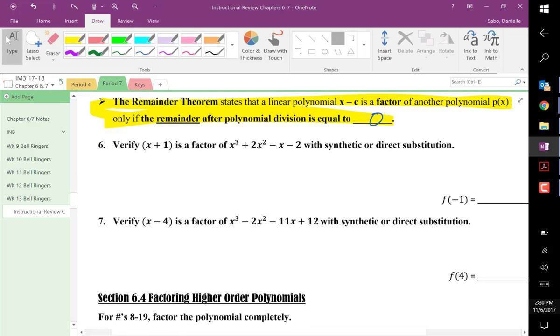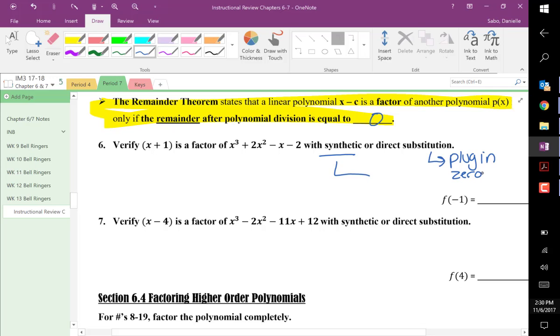So now here's where I think Katie was asking, can we do that a different way? There are 2 different ways to verify that these are factors of the original polynomial. You can either do synthetic, which is that L, or direct substitution, where you're plugging in the 0.